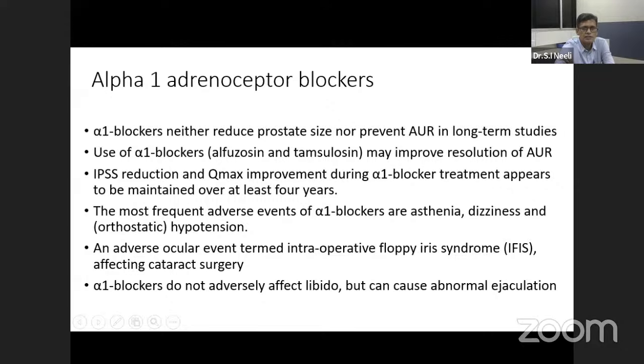The most frequent adverse effects of alpha blockers are asthenia, dizziness, and hypotension. Another adverse effect, seen during cataract surgery, is the intraoperative floppy iris syndrome. That's why it is recommended to stop alpha blockers for at least 10 days prior to cataract surgery. Alpha blockers do not adversely affect libido, but can cause abnormal ejaculation, basically retrograde ejaculation, which is more seen with silodosin.